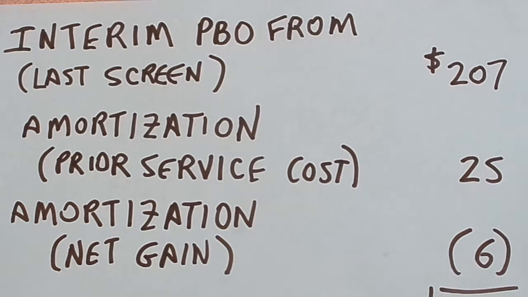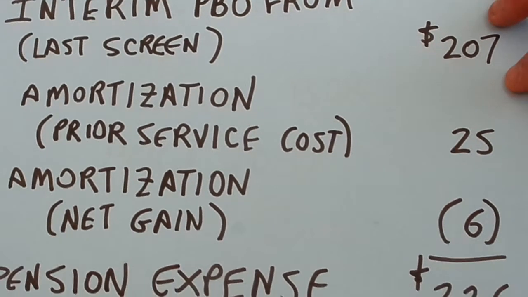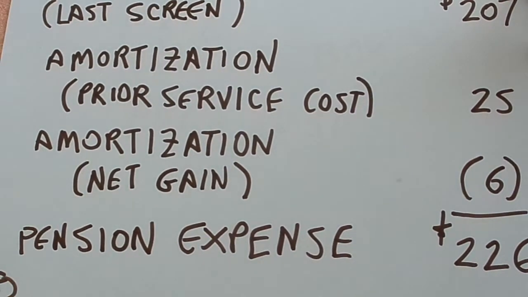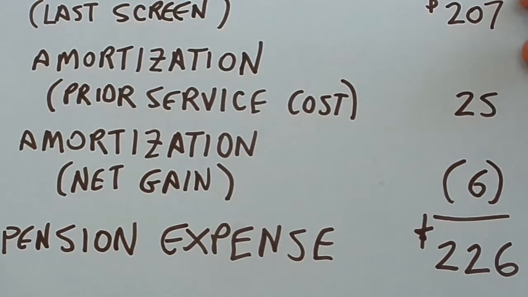In other words, the amortization of the net gain works in our favor because it was a gain. It reduces the pension expense. However, amortizing service costs from the prior period is going to increase the pension expense. So we add to the 207,000 25, we subtract 16, and the pension expense is 226,000.